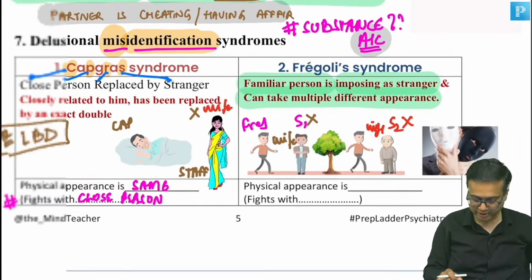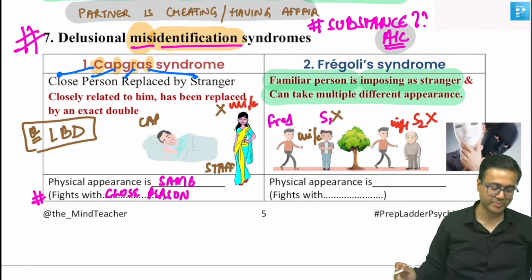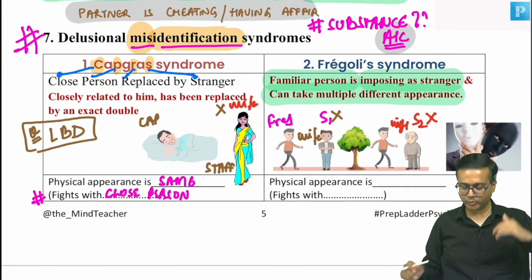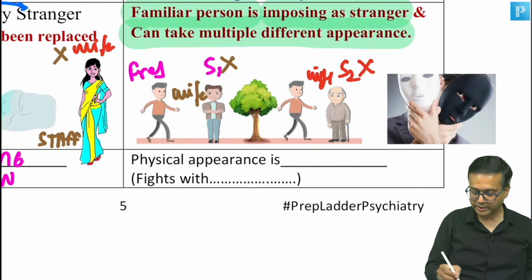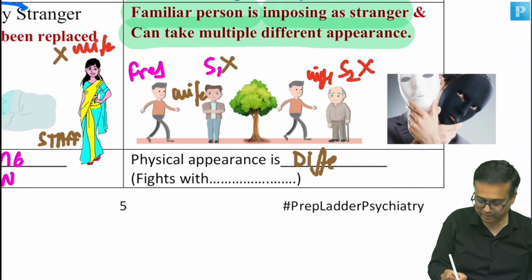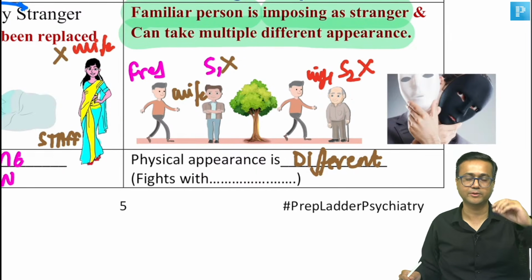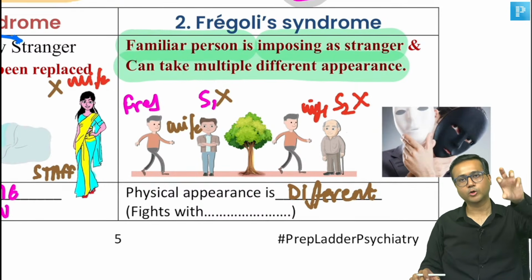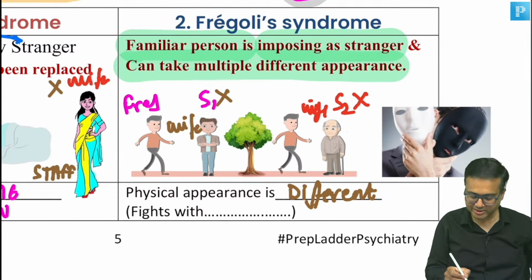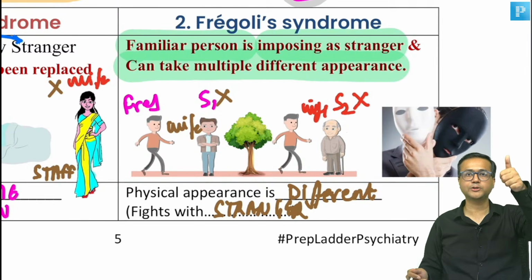Beta, very important, please remember delusional misidentification syndrome. Such scenarios may be asked in the exam. So we have covered a very important topic. In fact, beta, if I ask you, in Fregoli what will be the physical appearance, same or different? You will say, sir, it is different, because they are strangers. Again, the clue is, tell me, the patient is fighting with, in Fregoli, a close person or strangers? As you can see in this scenario, with the strangers. Very good, beta. I hope this is clear to everyone.